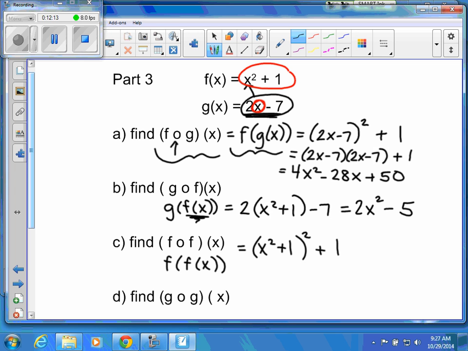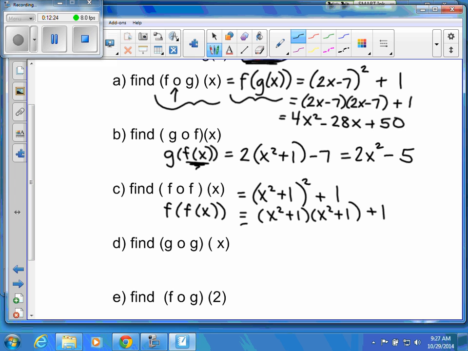And then you have to sit and FOIL it. X squared plus 1 times x squared plus 1, plus 1. Final answer is x to the 4th plus 1x squared and another 1x squared gives you 2x squared. 1 plus 1 equals 2.